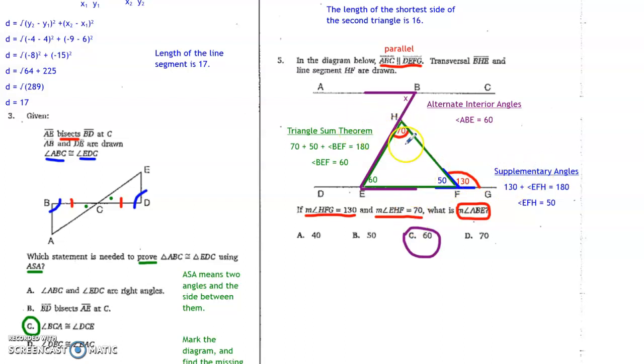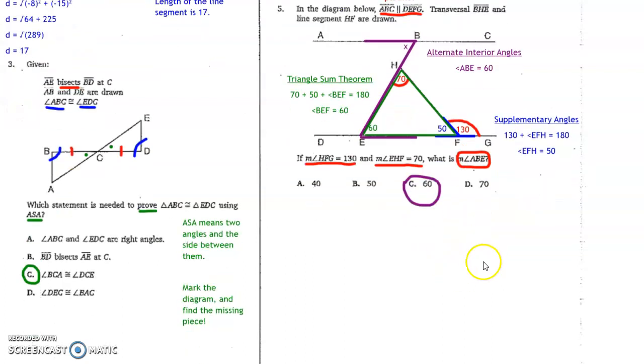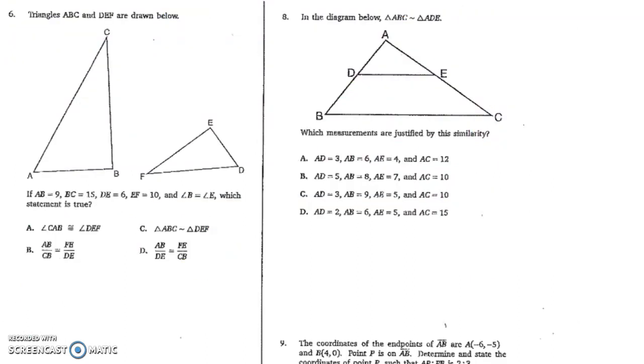So I can use the triangle sum theorem to take this angle and this angle, add them, and set them equal to 180. And then I can use alternate interior angles to say that this angle, which is 60, is the same as this angle because of, as I said, alternate interior angles. So it's using a lot of different theorems that we learned about in class. Take a look at the next page, pause the video, try these out, and then see if you got them right.